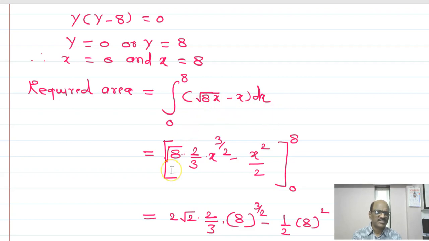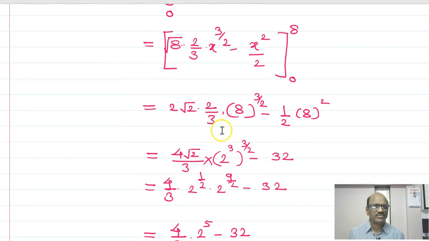Now what is the root of 8x? It is root 8 times root x. What is the integral of x raised to 1 upon 2? The integral of root x is x raised to 3 by 2 upon 3 by 2, it becomes 2 by 3 here. The integral of x is x square upon 2, upper limit is 8, lower limit is 0. Substitute the values. Root 8 is 2 root 2, times 2 by 3, 8 raised to 3 by 2, minus 1 upon 2, 8 square.